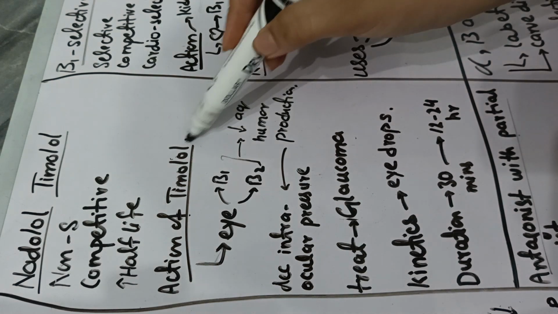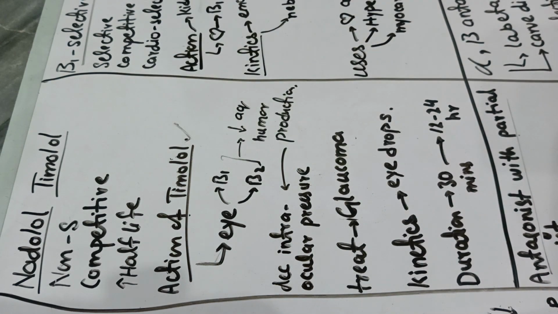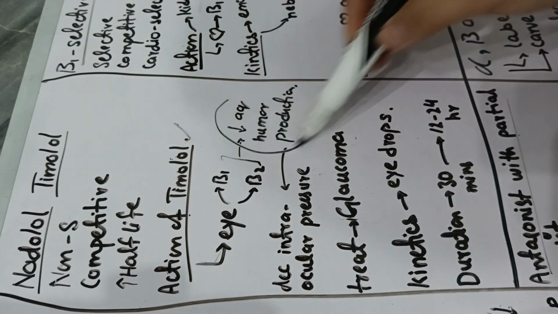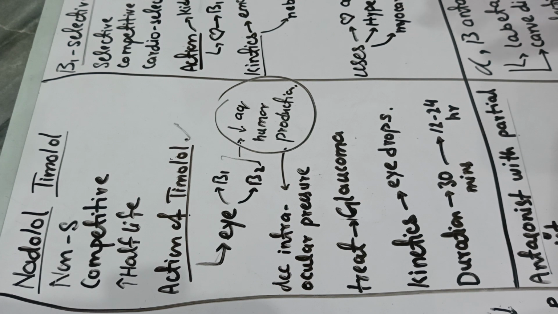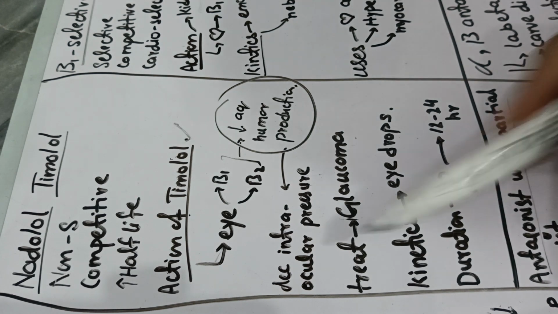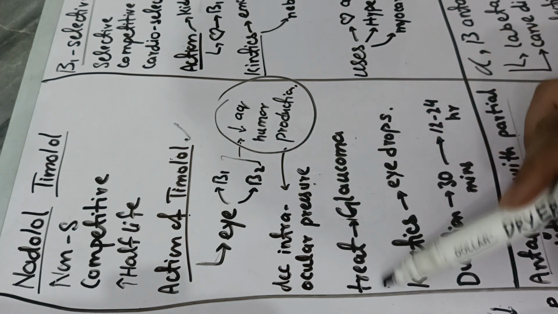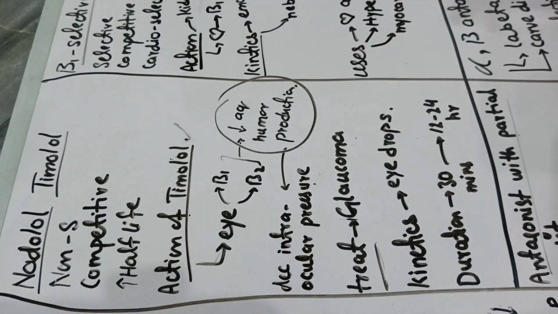So more action is written for timolol because it is used as an eye drop. In the eye, you know very well, beta 1 and beta 2 receptors are present. So this drug will inhibit these receptors, causing a decrease in the production of aqueous humor. If aqueous humor production decreases, then your intraocular pressure decreases, and it is used to treat patients with glaucoma. In patients with glaucoma, the intraocular pressure is increased, so in order to decrease it, we will give these patients timolol and it will treat them.